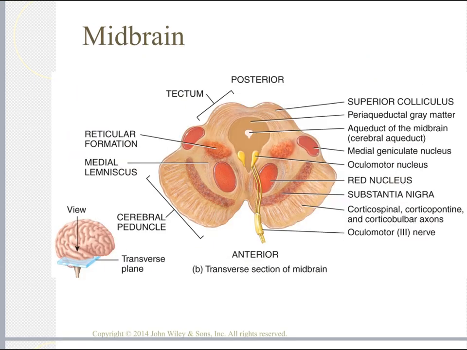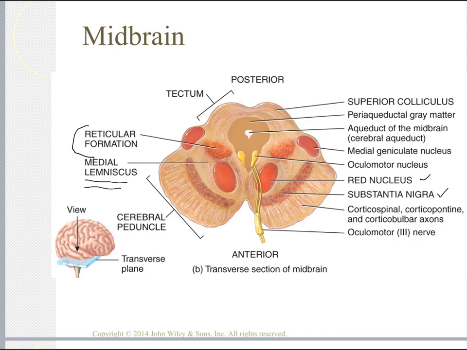Let's take a look at a cross-section, transverse section of the midbrain. And again, we can see our reticular formation. This is part of our reticular activating system that keeps us awake throughout the day. We have our tracts, our medial lemniscus right there. We have our red nuclei and our substantia nigra. Again, substantia nigra is termed this because of its color. It is very dark. It has a high amount of dopaminergic neurons that are receptive again to dopamine.